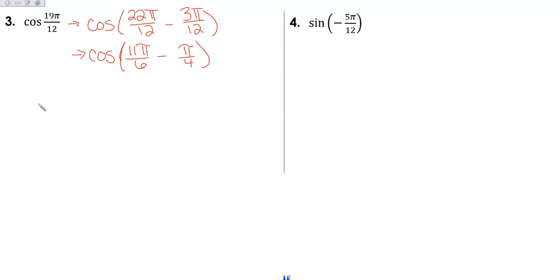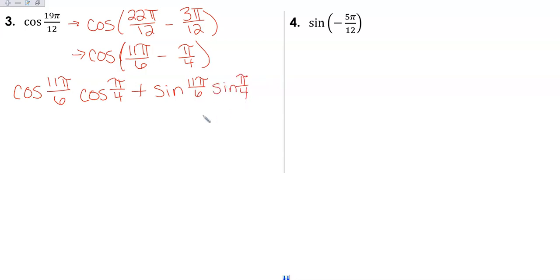So if we do it this way, we have a difference of cosines. Remember, with cosines, we're going to put our cosines together. So I'm going to do the cosine of 11 pi over 6 times the cosine of our second angle, which is pi over 4. Now, with the difference of cosines, we add in our identity, and then it'll be the sine of our two angles, 11 pi over 6 and pi over 4.